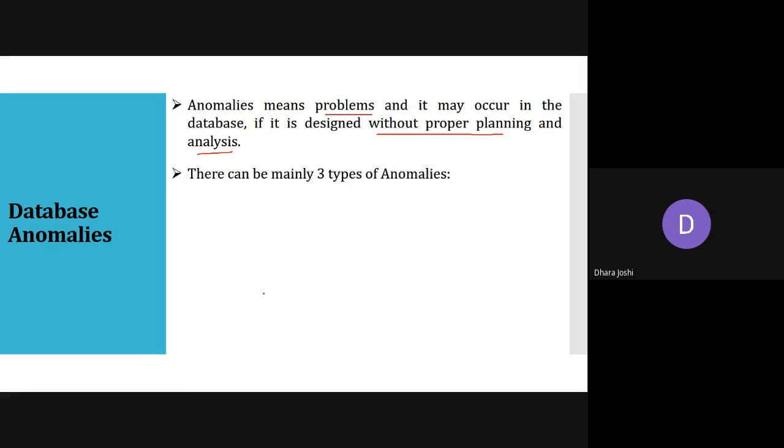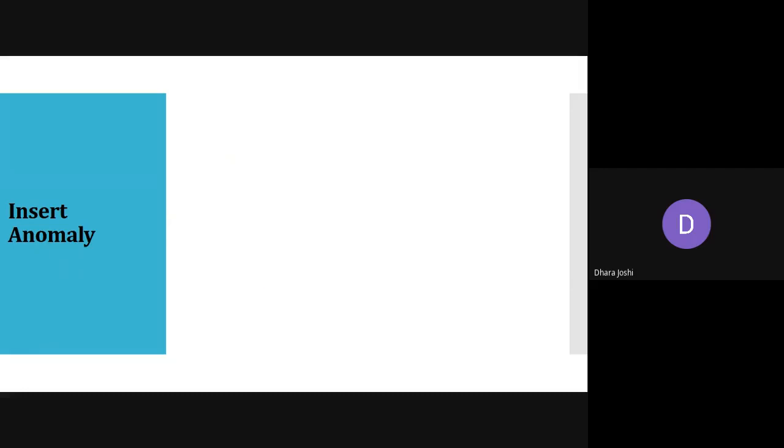So whenever we are inserting data, deleting any data, or updating it, that means database manipulation will be done, only then the problem can occur. Whenever you are defining the structure, it will be fine. But whenever we are inserting the data, deleting the data, or updating it, at that time the problem will arise. So we'll start with the first, insert anomaly.